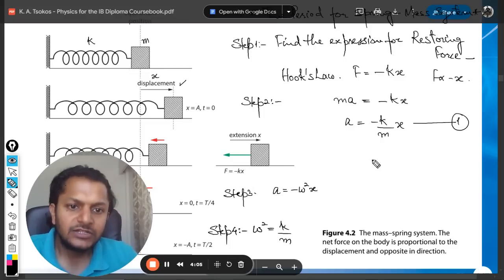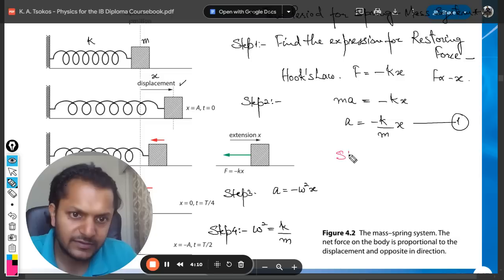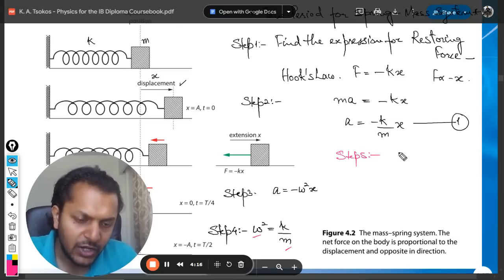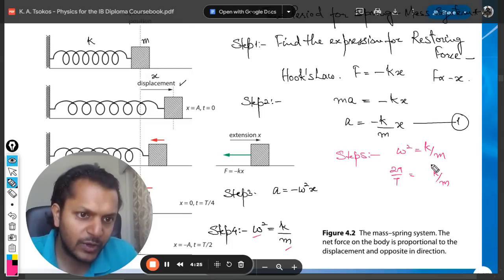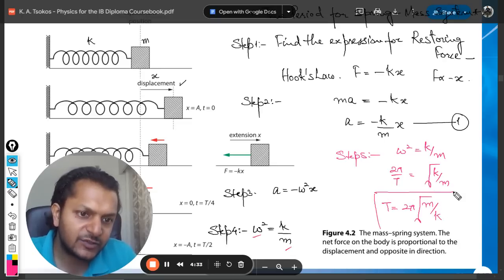Okay, so let's go for step 5. On comparing, omega square is equal to k by m. Omega is written as 2 pi by T. K by m is taken under the square root here, and so the time period is indeed coming out to be 2 pi root of m by k. This is the expression that we were looking forward to.